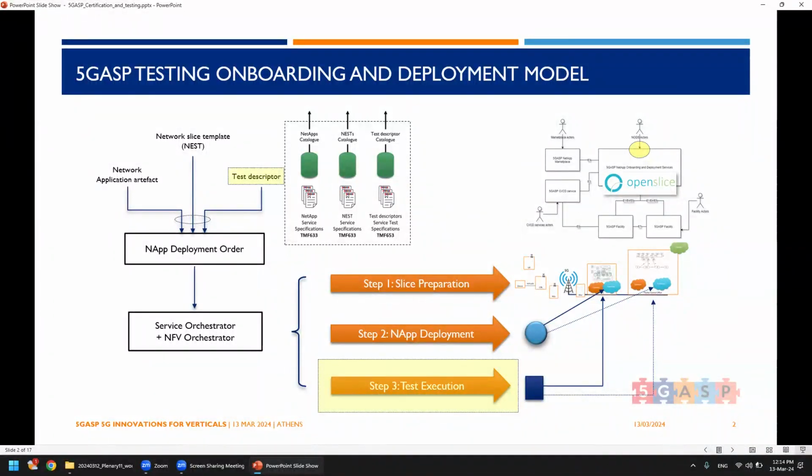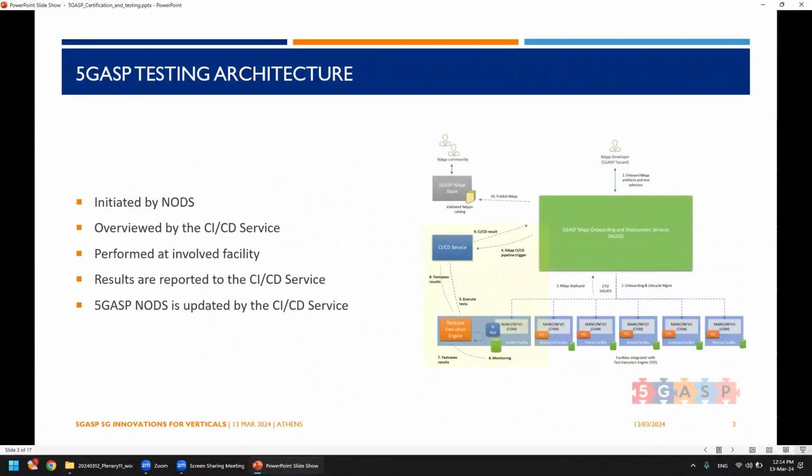Again, the test comes forward after the slice preparation is in place and the network application is being deployed. Hopefully this can be visible even in the room. At the right, you can see the high-level architecture of 5GASP. The green box, the biggest entity, is the 5GASP nodes. This is a single entry point that someone uses to design the triplet and order and execute it. And the highlighted area is where the testing comes into place.